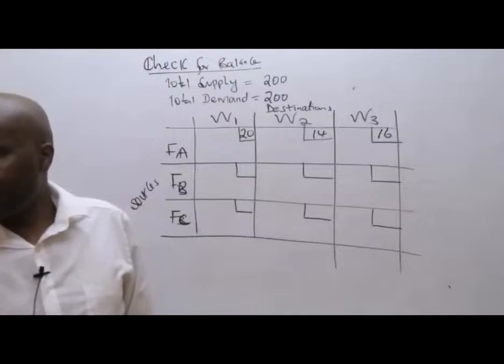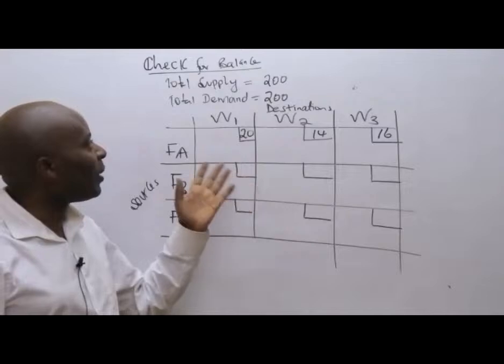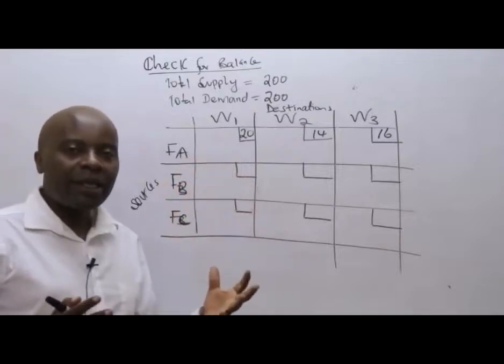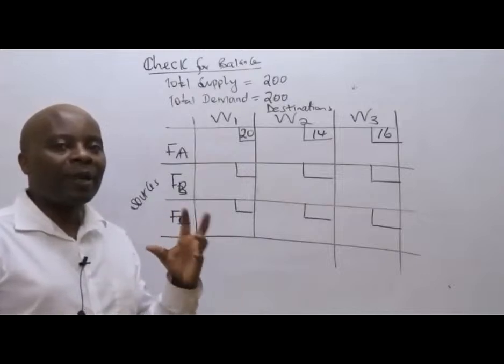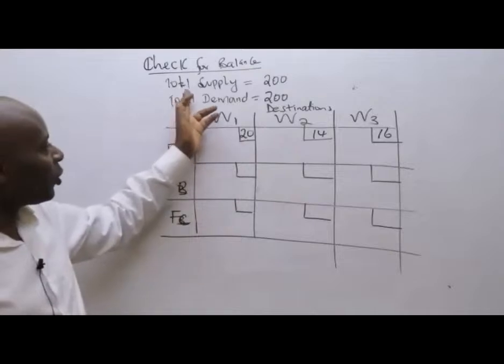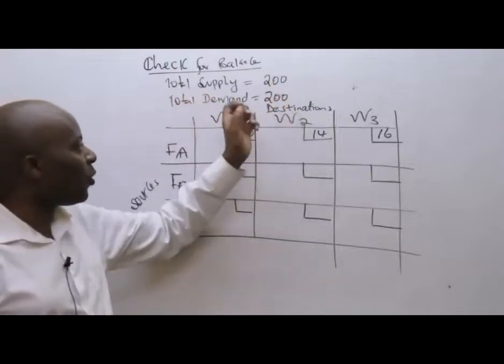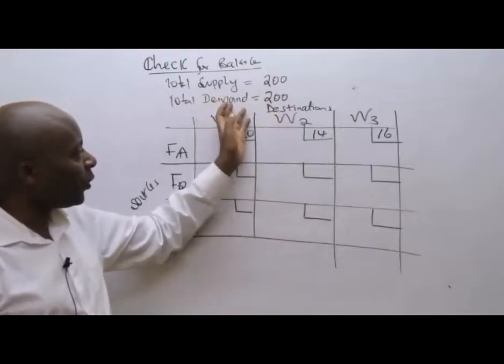So remember, it's a transportation question. With a transportation question, you're supposed to always start by checking for balance. Is our table balanced? We can only say that our table is balanced if supply equals demand. In this particular case, our total supply from our factories is 200. Our total demand from our warehouses is 200.